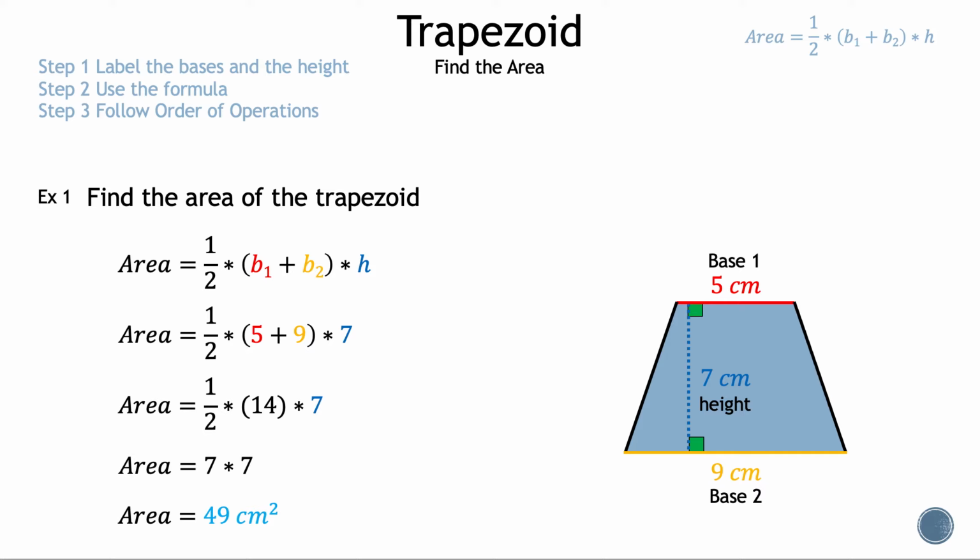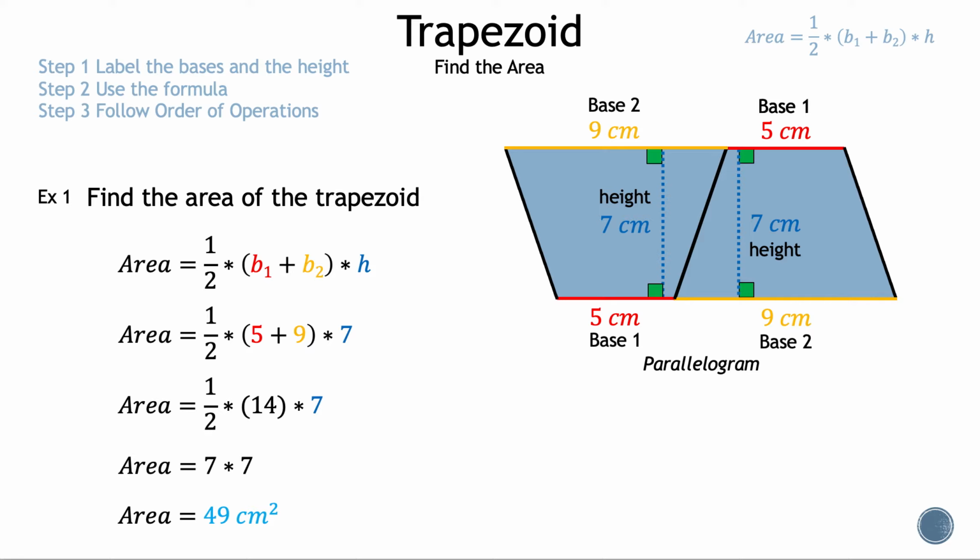Now we are going to show you why we multiply by 1/2, and we're going to double our trapezoid and flip it. So now base 1 and base 2 flip, and now we have formed a parallelogram. And the area for a parallelogram is base times your height. And in this case, our base is base 1 plus base 2. And we're going to go ahead and substitute those bases and our height into the formula, and now we have area is equal to (5 plus 9) times 7.